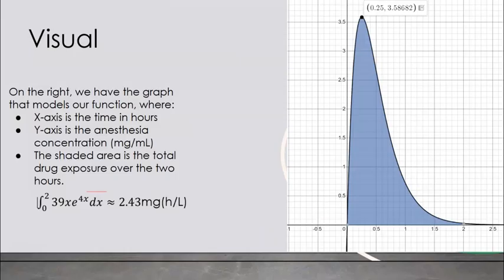Next, we can visualize this function with a graph. The graphed function right here represents our drug concentration over time, and the shaded region underneath the function represents the value of the total drug exposure over our 2-hour interval. As we established, this value is 2.43 milligrams times hours over liters.